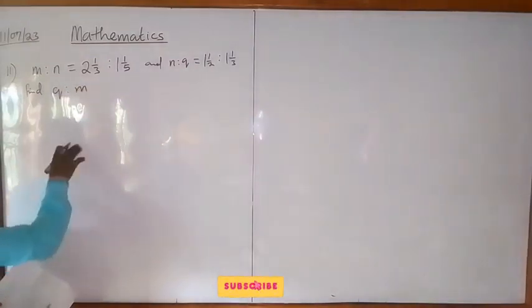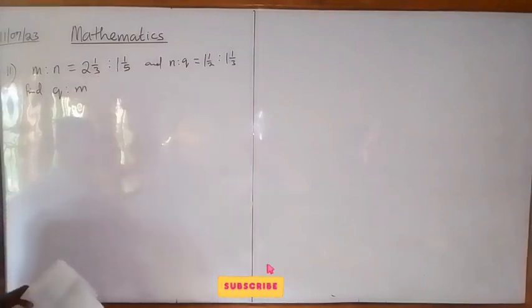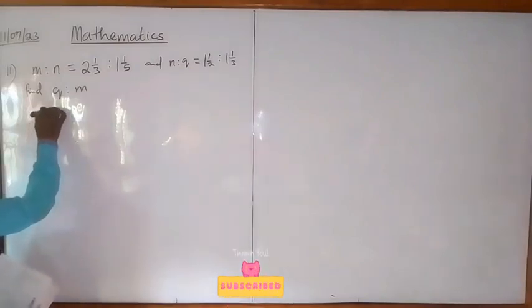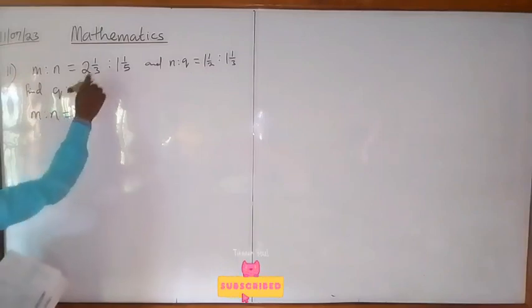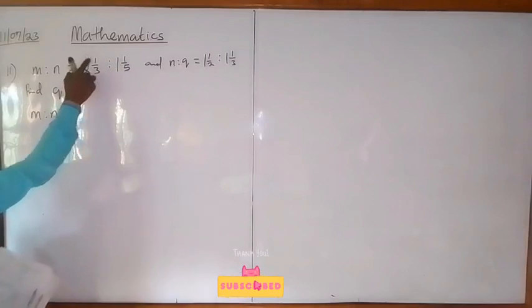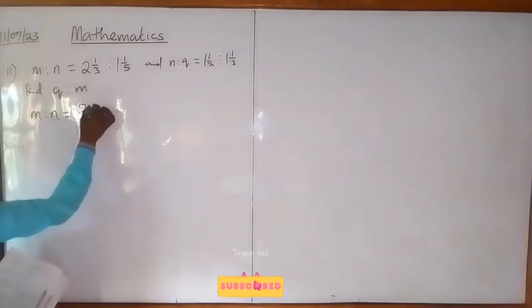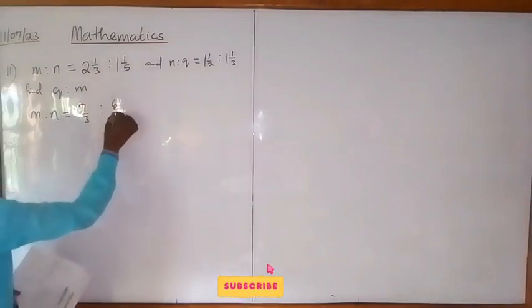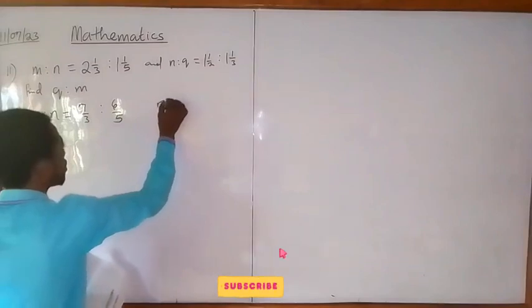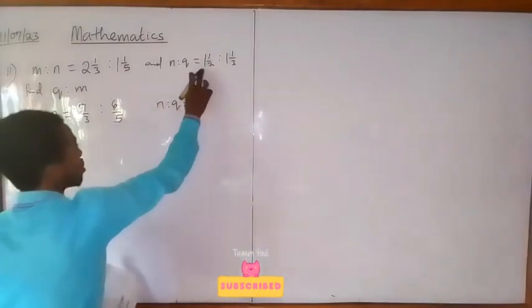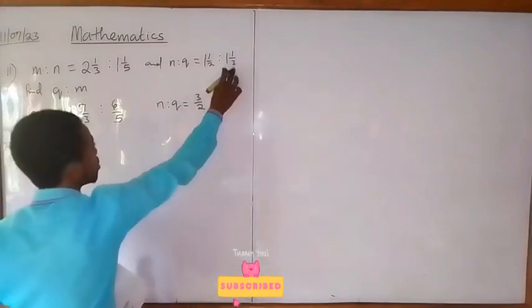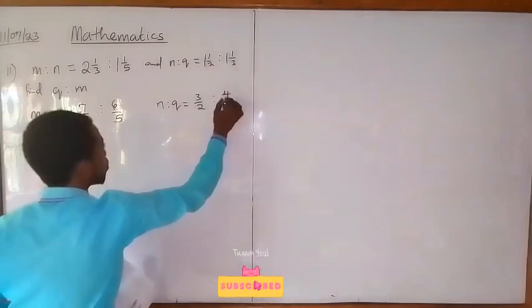Now when we look at this, these are mixed numbers, so change them to improper fractions. Then we have m ratio n equals 3 times 2 plus 1, that's 7 over 3, ratio 5 times 1 plus 1, that's 6 over 5. Also our n ratio q is 2 times 1 plus 1, that's 3 over 2, ratio 3 times 1 plus 1, that's 4 over 3.